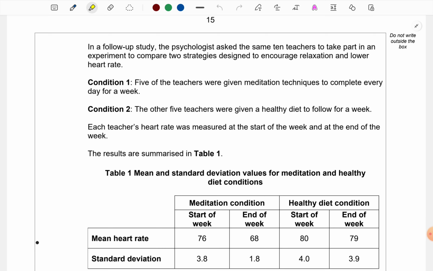Okay, so continuing from where we left off, I'm just reading out the question first. In a follow-up study, the psychologist asked the same 10 teachers to take part in an experiment to compare two strategies designed to encourage relaxation and lower heart rate. In condition 1, 5 of the teachers were given meditation techniques to complete every day for a week. In condition 2, the other 5 teachers were given a healthy diet to follow for a week. Each teacher's heart rate was measured at the start of the week and at the end of the week. The results are summarized in the table.